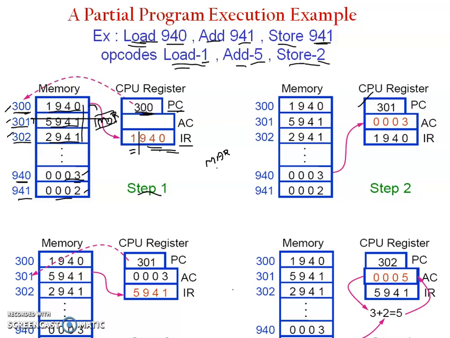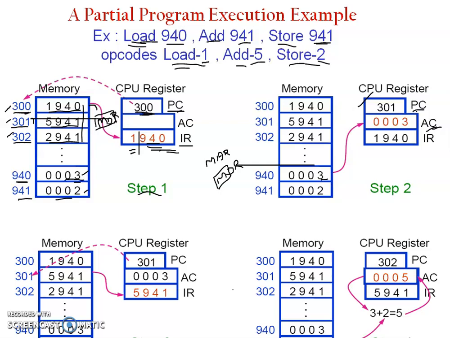From the MAR, the value will be taken from the memory, that is from 940. What is the value? 0003. Where will it be placed? It will be placed in the MDR. From the MDR, the value will be given to the AC, the accumulator. So what is the value? 3. It will be stored in the accumulator.